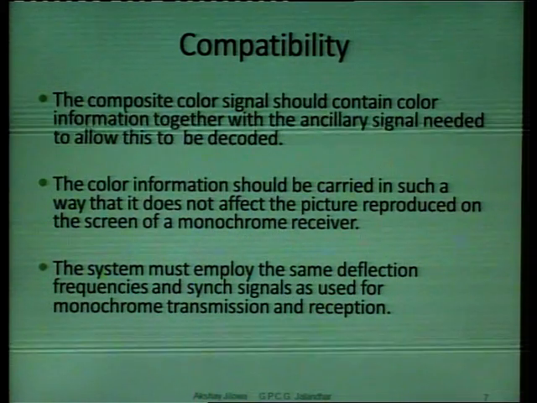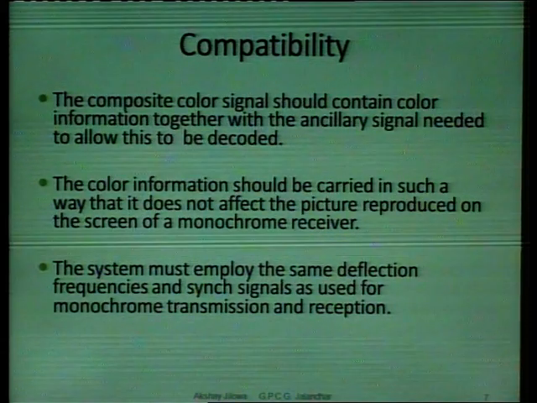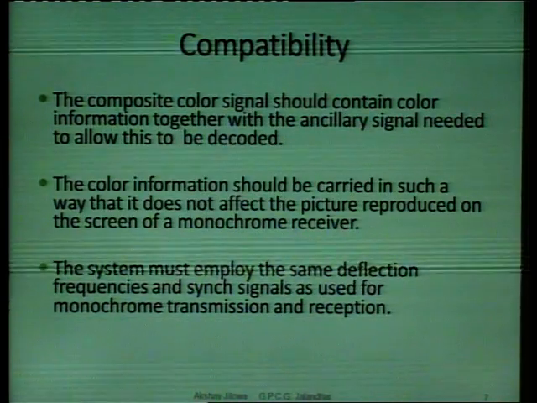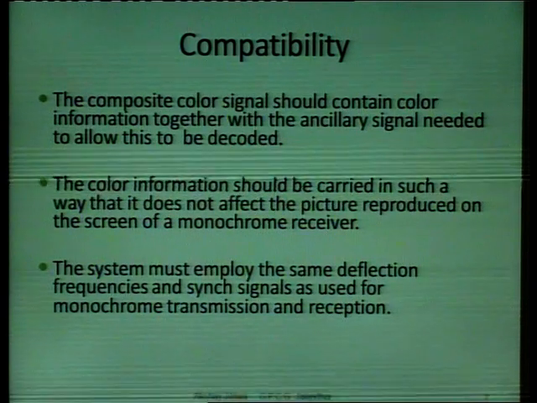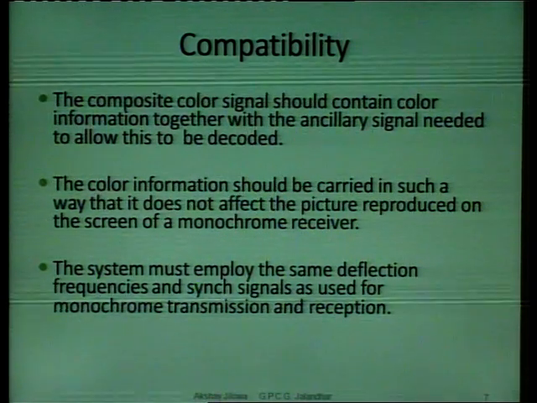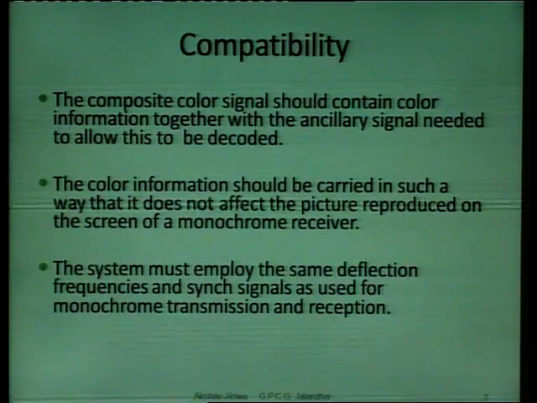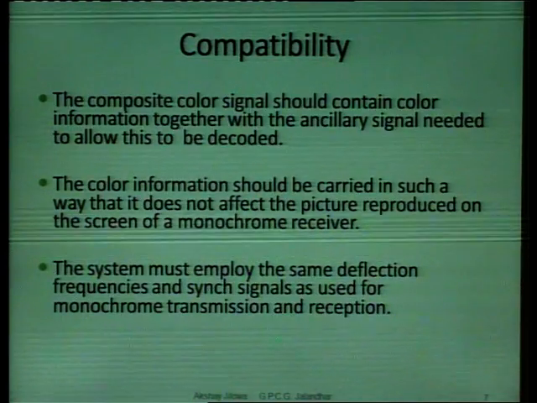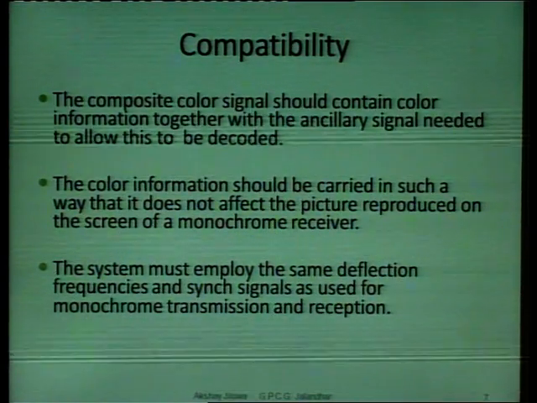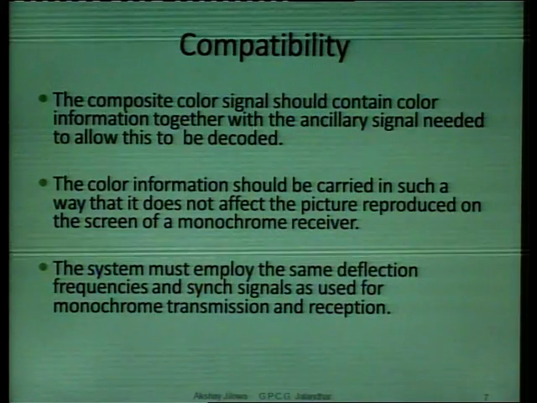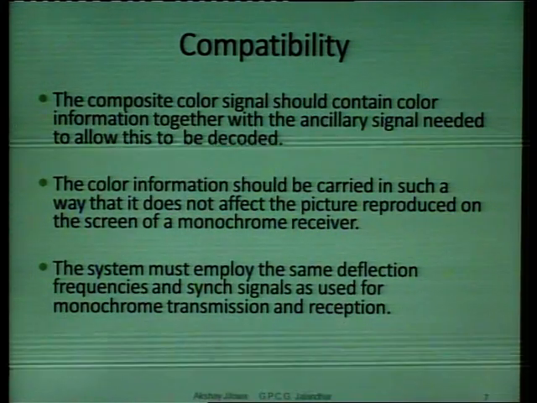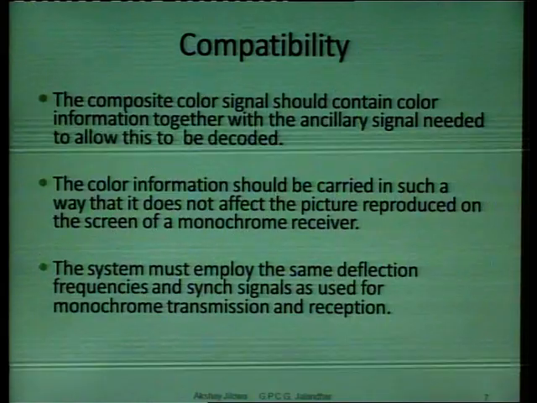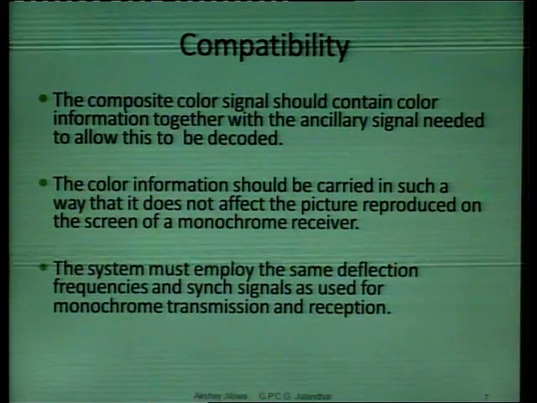Along with those signals that form the monochrome signal, we have an additional signal, that is the color signal. This color signal is added to the already existing signal which we have in monochrome. What we have in monochrome we will have in color also, but apart from this we will have an additional signal which is color information. It is added, in fact multiplexed, and to do so we require another signal which is the ancillary signal.